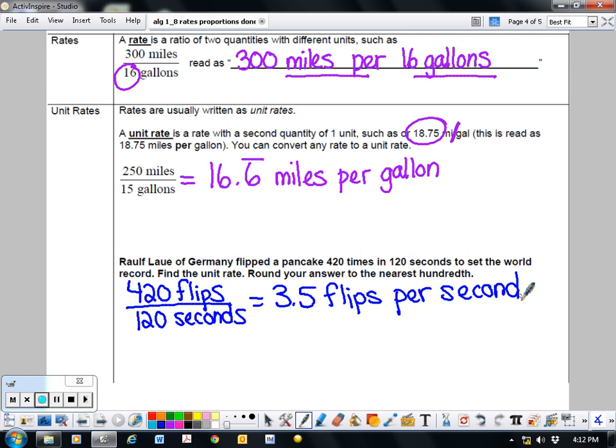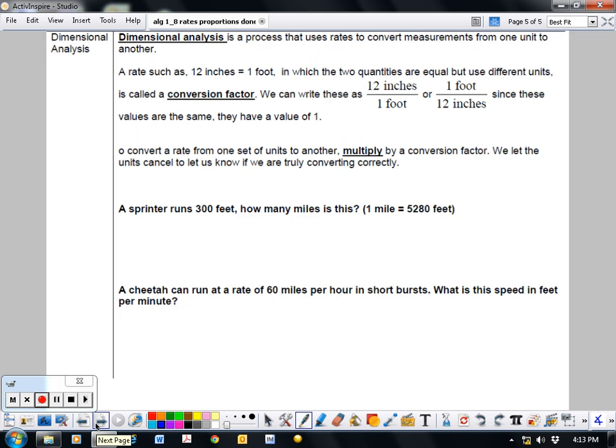Okay, so we use this whole idea of a unit rate to help us change units. And this is what we call dimensional analysis. So it uses rates to convert measurements from one unit to another. So we'd use something like 12 inches is 1 foot. And we'd use it to change something that's in feet into inches or something that's in inches to feet. And depending on what we want to change, we would use either this fraction or this fraction.